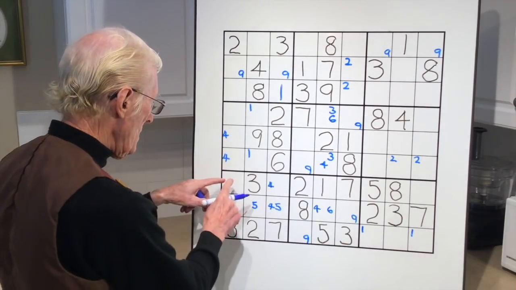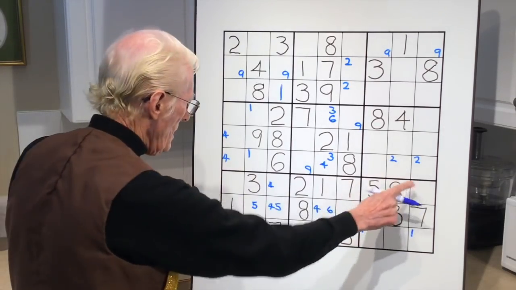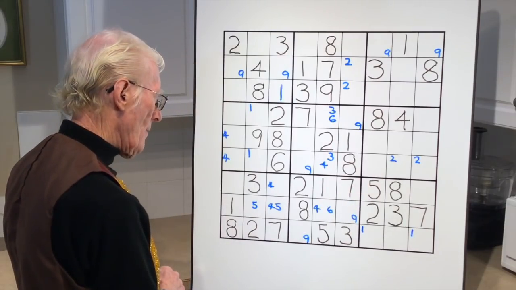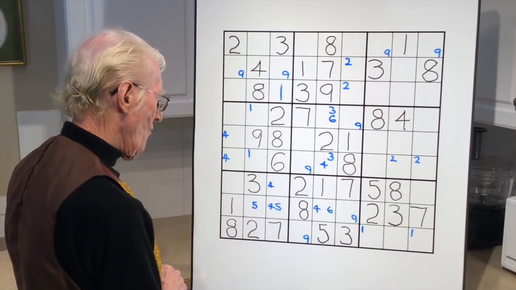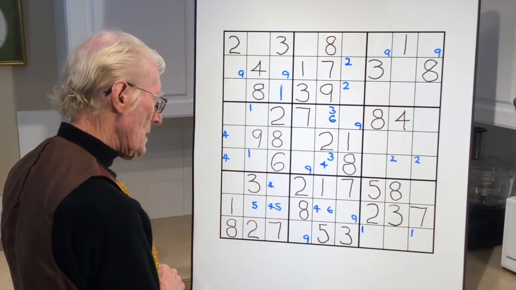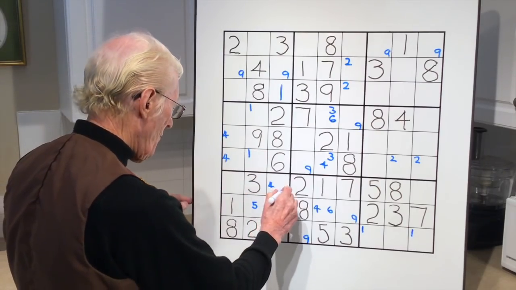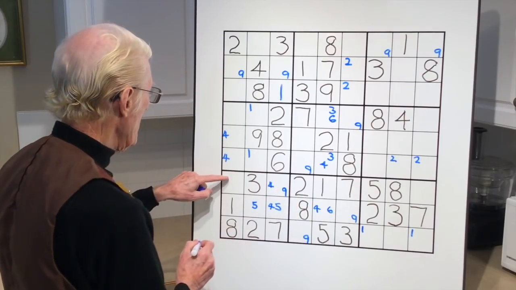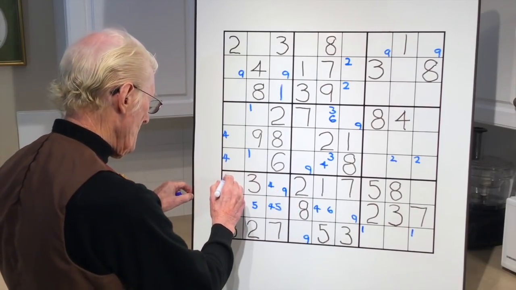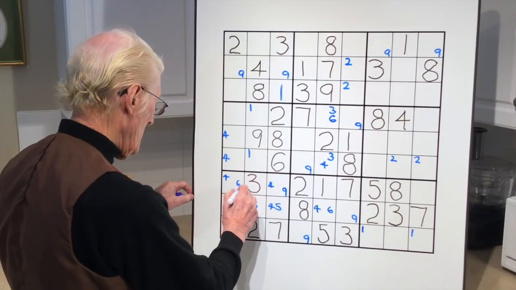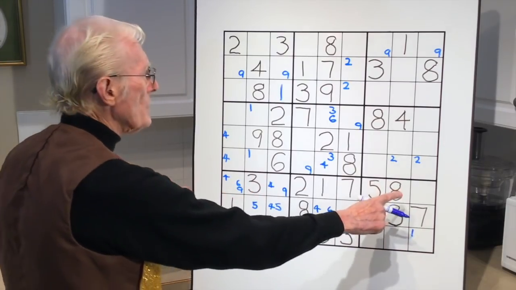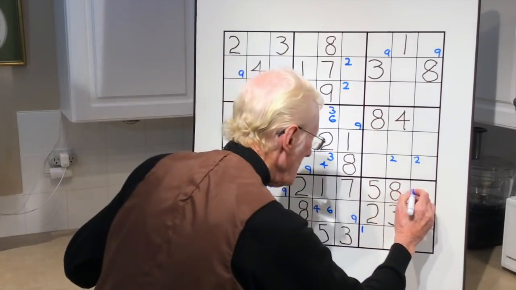Yes, there's one here. 1, 2, 3. The numbers missing there are 1, 2, 3, 4, 6, and 9. Well, there's a 6 right in here, so this will be a 4, 9. Here we have a 4, 6, and 9. 4, 6, and 9. And over here we can have a 4, 6, and 9.